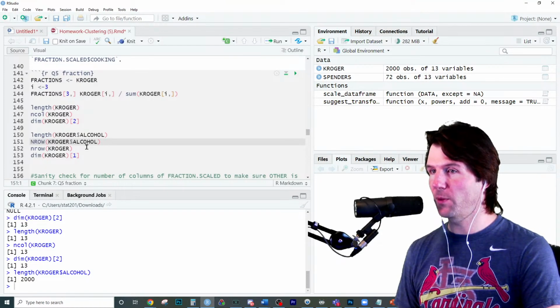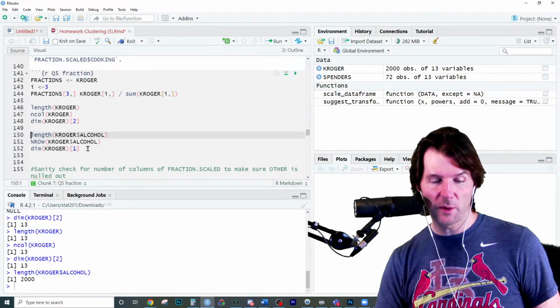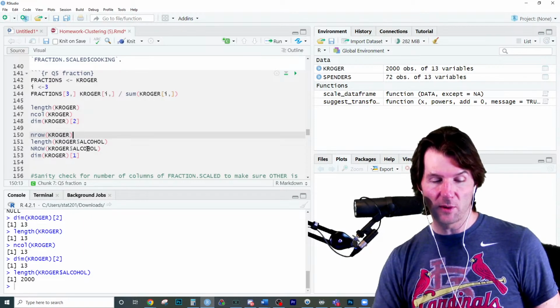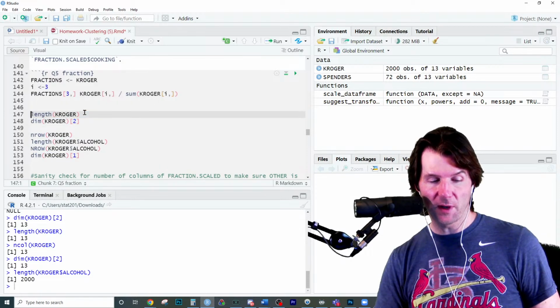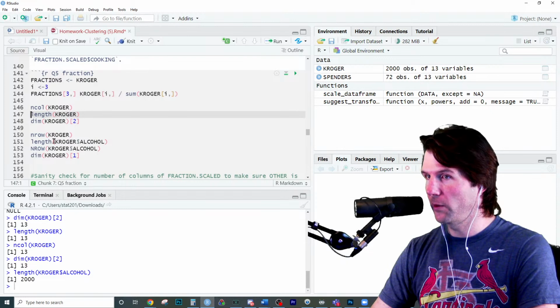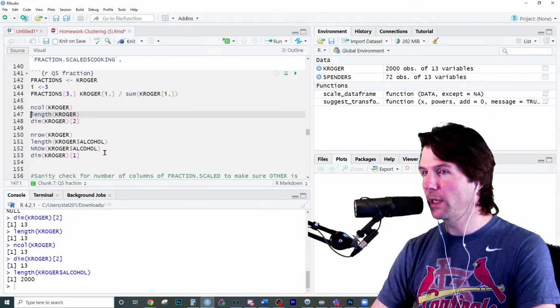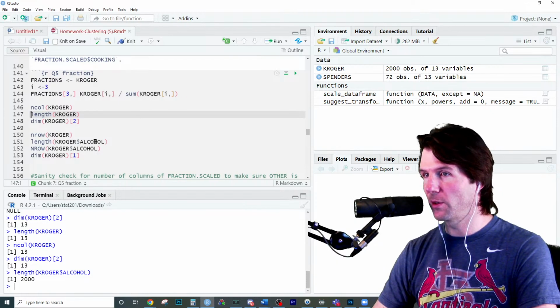I'd probably go with, preferably, n row. So my number one choice for these when finding answers is to do the number of rows or the number of columns. If we're talking a two-dimensional idea, I usually use n col or n row for number of rows, number of columns. Length will do it. Dim dimension 2 will do it. Dim dimension 1 will do it also.